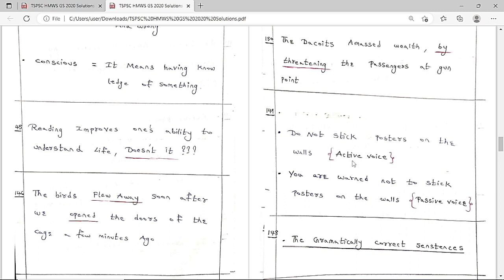So finally, I can say, do not stick posters on the walls, active voice. Then you are warned not to stick posters on the walls, it is a passive voice. So this is the correct solution of this question.